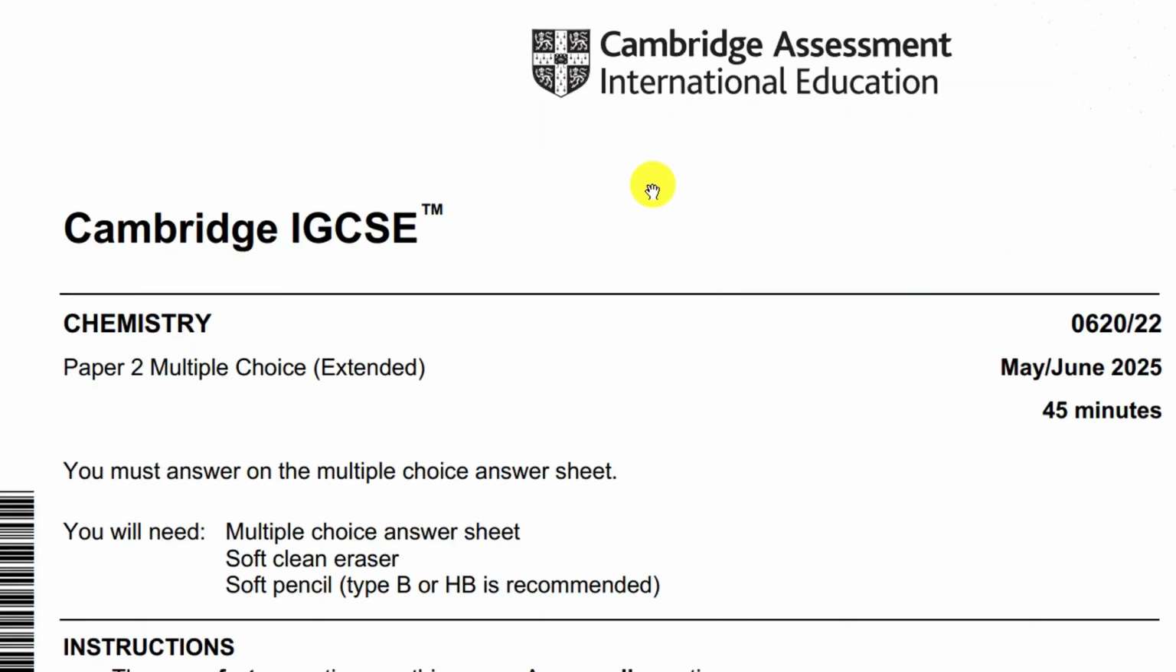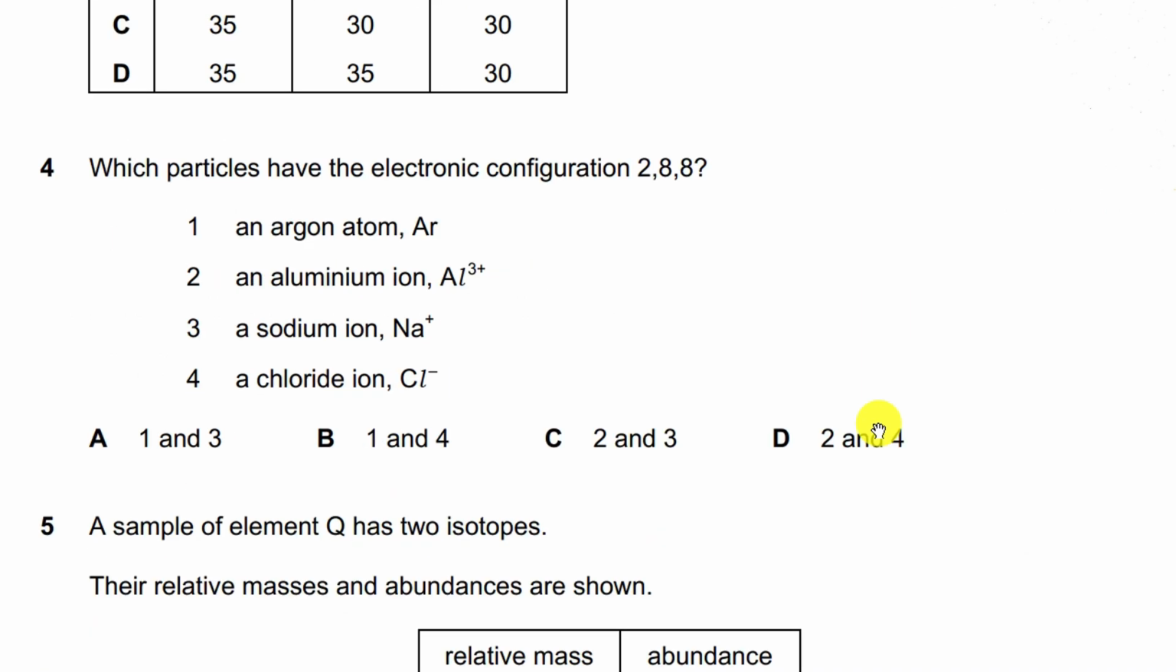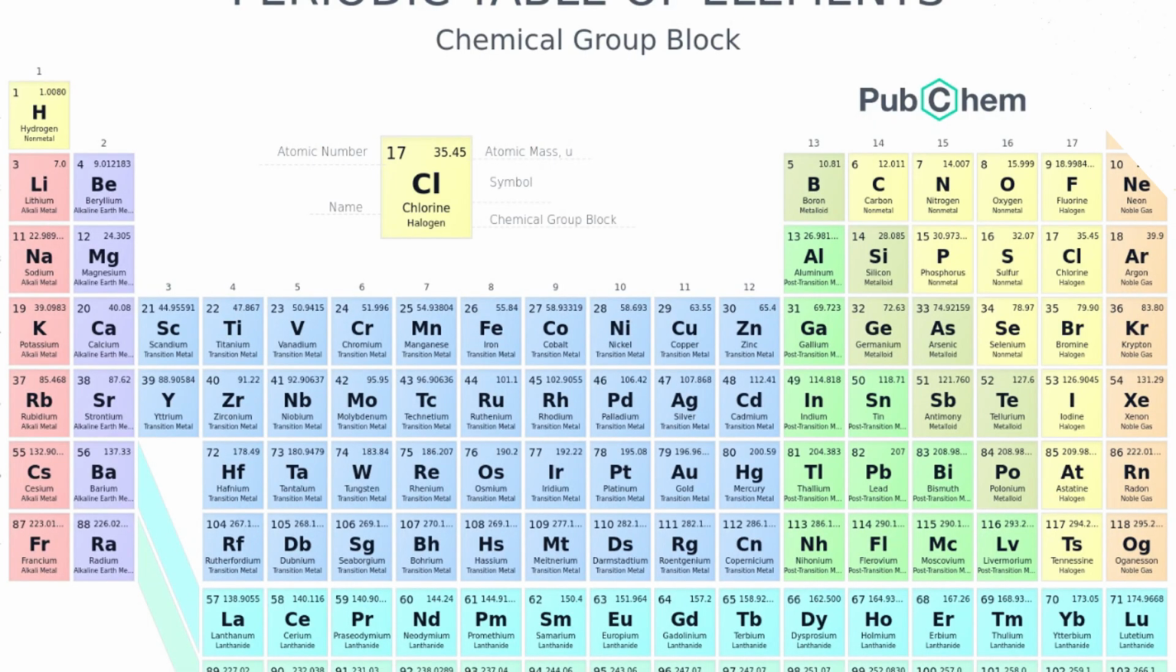To finalize the chapter, let's have a look at one of the Cambridge IGCSE past papers. This question was taken from the 2025 May-June exam paper. In the question, it is asked, which particles have the electronic configuration 2, 8, 8? We have 4 options: an argon atom, an aluminium ion Al3+, a sodium ion Na+, and a chloride ion Cl-. Now, let's start with the argon atom. To answer this question, you must use the provided periodic table in the exam paper.